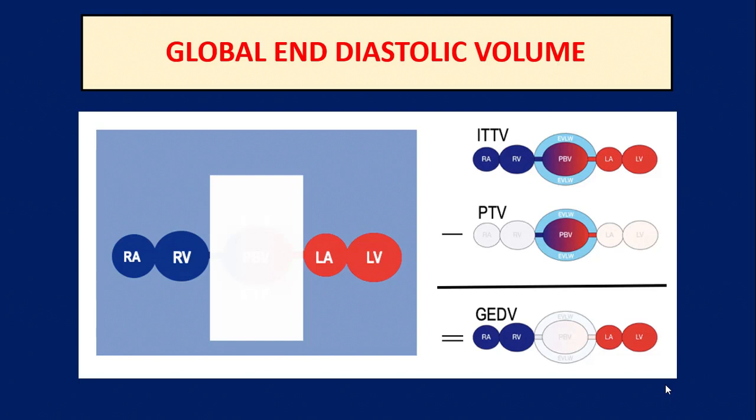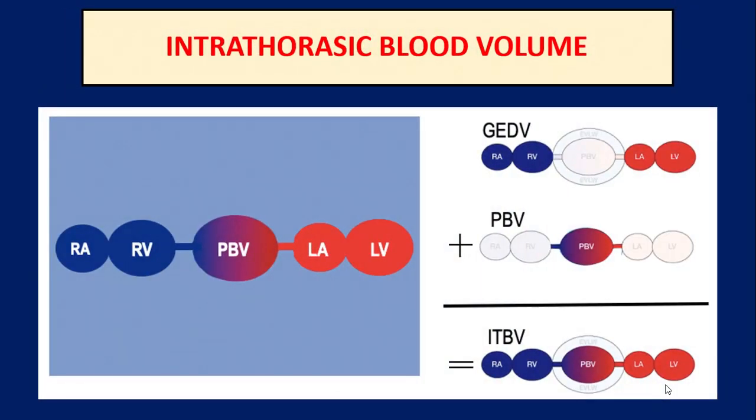Global end diastolic volume is what remains if, in the intrathoracic thermal volume, we remove the pulmonary thermal volume. So what is left? The blood at the end of diastole, which is left in the ventricles or atria. That becomes the global end diastolic volume. Intrathoracic blood volume is global end diastolic volume plus pulmonary blood volume. So everything is there in the intrathoracic blood volume except the extravascular lung water.